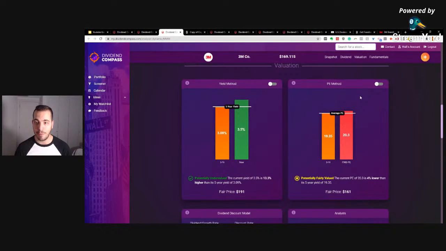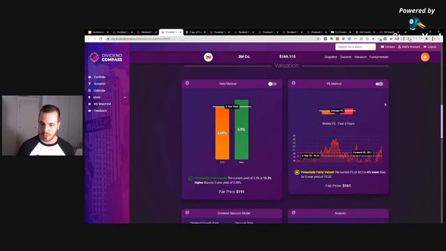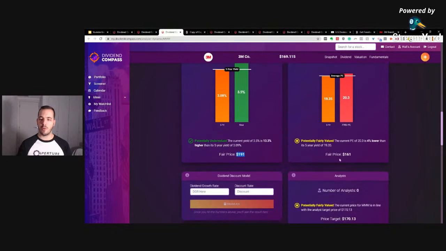Now let's move on to the PE method, the price to earnings method. Same principle: these companies tend to hover around the same PE ratio as well. In this case, it's telling you it looks like it's potentially fairly valued. 3M is not super undervalued and not super overvalued; it's at a good PE ratio. If you click on this, and same with the yield, you can see the history and how this has progressed over the last few years. It's very easy to compare where it's at. So this tells me that on the PE ratio you're not getting a bargain for 3M right now, but you are getting slightly more dividend yield than you would normally get. That's why the prices here are 191 and 161.